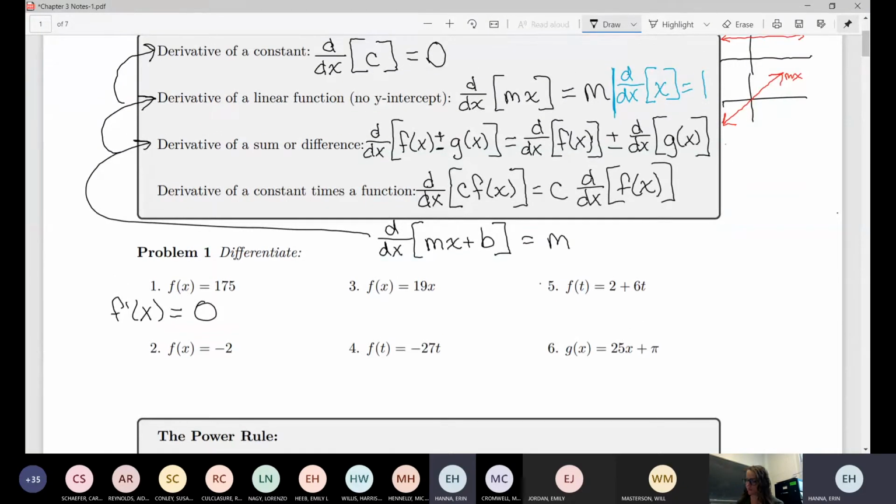So the derivative of a constant is 0, so the derivative of 175 is 0. And then again, I'm going to do the first row, so I'm going to go over to number 3.